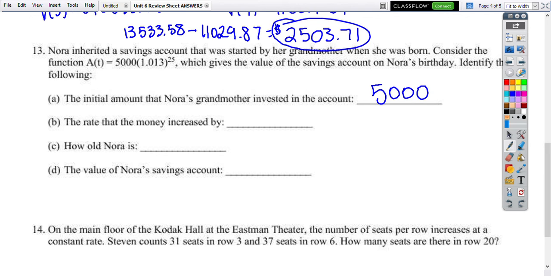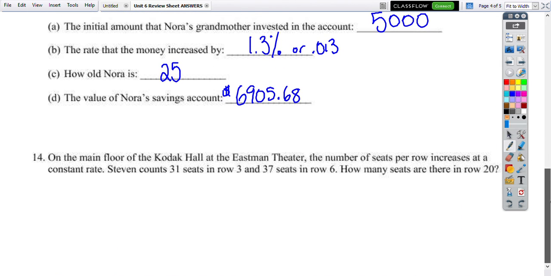The rate is 1 plus r, so that's 1.3%. That's what's after the decimal. Move over 2 spots, 1.3, or as a decimal, it's 0.013. So just figure out if they're asking you for a percent or not. Usually it will ask you for the rate as a percentage. How old is Nora? That's the time, which is 25 years. And the value we just evaluate is $6,905.68.